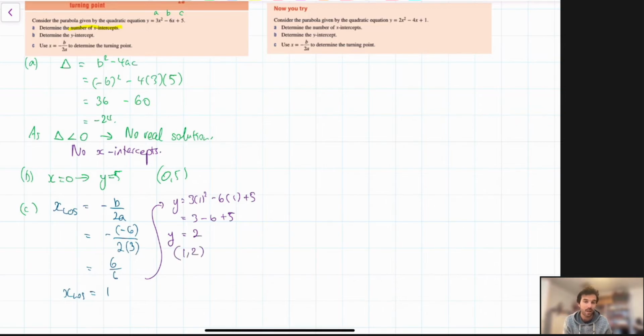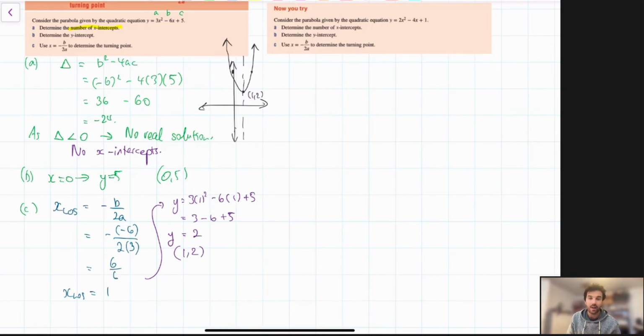Now you may be interested, it doesn't ask us to sketch, but we technically could now. If we had a rough sketch, we can see that the turning point is at 1, 2, just there. And we know that the y-intercept is going to be at 0, 5, so up here. And that's going to be symmetrical both sides of the line of symmetry, which is just here. So we can see that this graph is going to look something like this. And we can see how there's no x-intercepts or no real solutions to the discriminant. Okay?